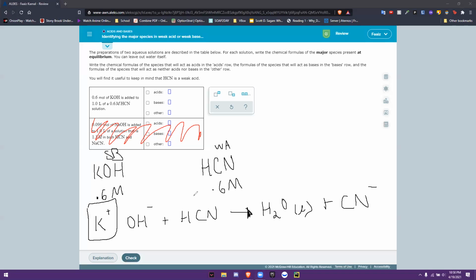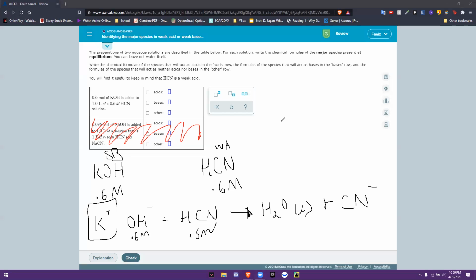Yep. Okay. So after you do the equation and figure out what the reactants and products are, you gotta look at the concentrations of your reactants. So you have 0.6 molar OH minus because this OH minus came from KOH and you had 0.6 molar KOH. And then you have 0.6 molar HCN, which is just the weak acid from the beginning. So you look at your reactants and see which there's more of or which there's less of, or if they're the same. If they're the same, they both get used up equally.